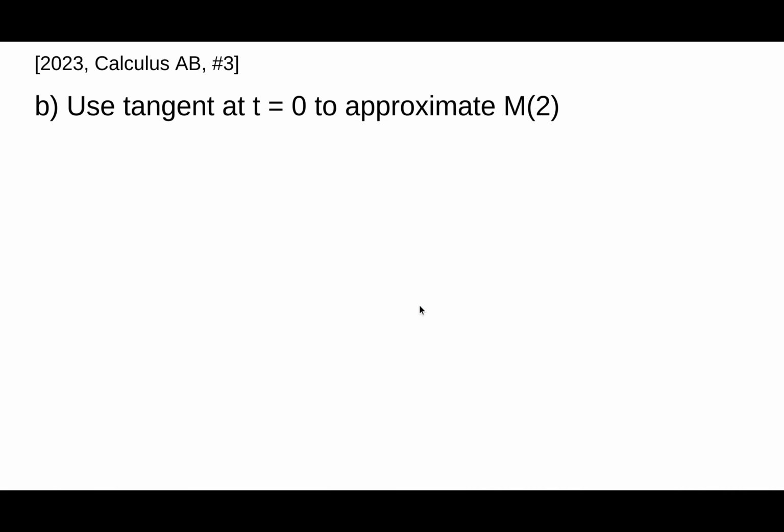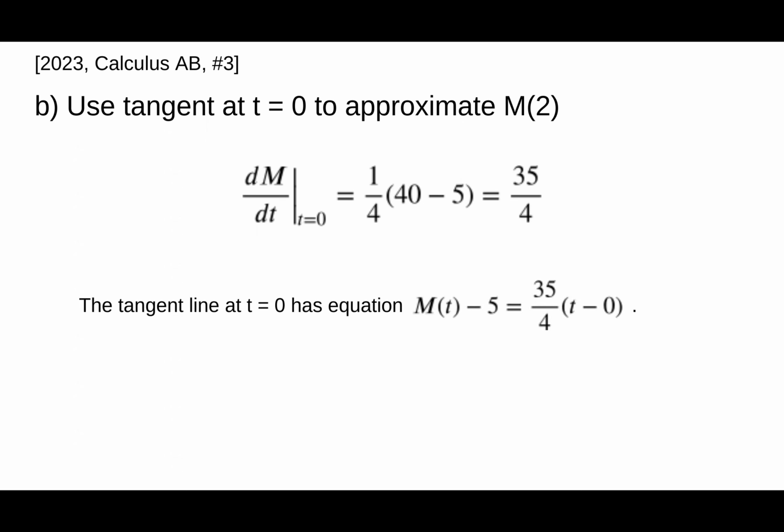In part B, we are asked to use the tangent to the curve at t equals 0 to approximate the temperature of the milk after 2 minutes. In order to do this, we need to evaluate dM/dt at t equals 0 to get a slope. That would be 1/4 of (40 minus 5). Keep in mind that since the temperature of the milk is 5 at t equals 0, we do need to use the temperature of the milk for M, not the value of t. The function uses M, not t. So that's 35/4 would be our slope at t equals 0.